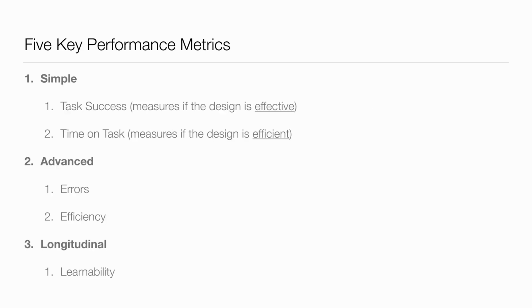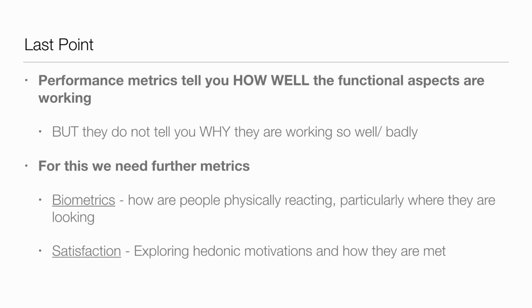So let's recap. What were those 5 performance metrics? They were task success, task on time, errors, efficiency, and learnability, numbered there in a very unique way. And the last point, performance metrics tell you how well the functional assets are working, but they do not tell you why. So you need biometrics, you need satisfaction metrics, you need those.